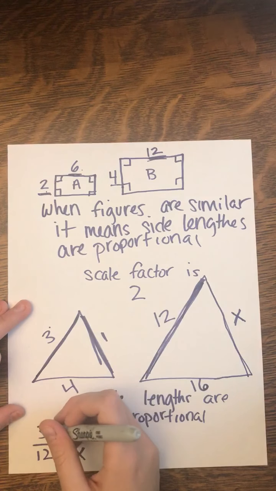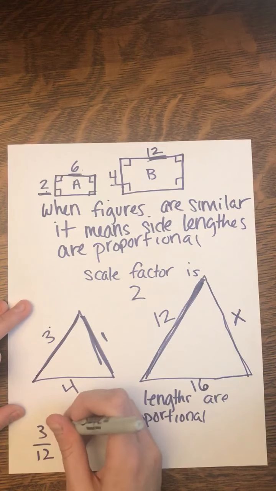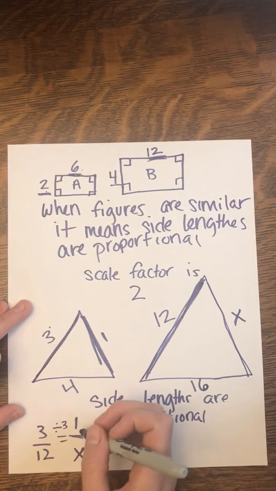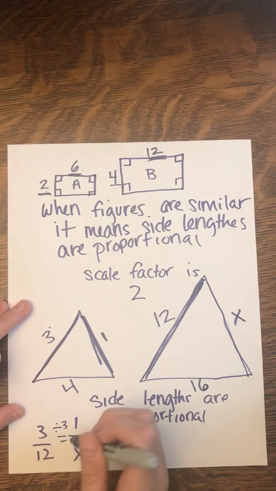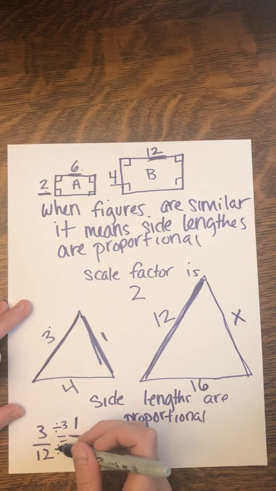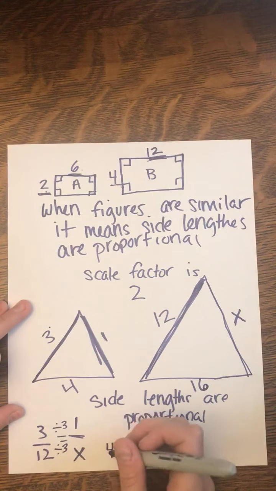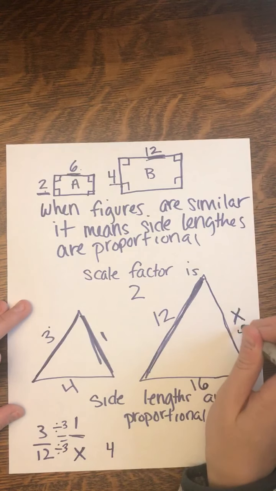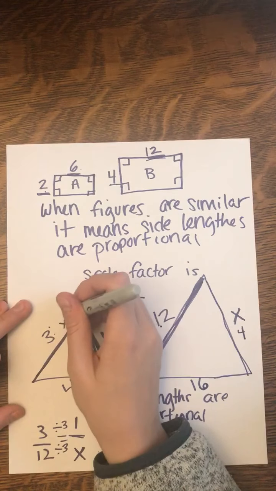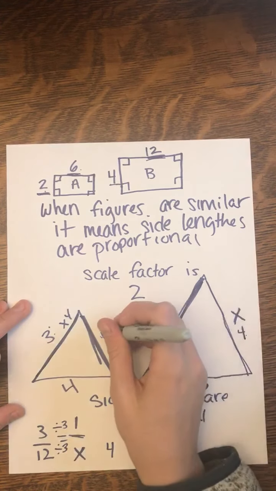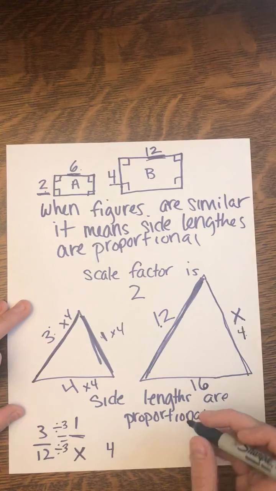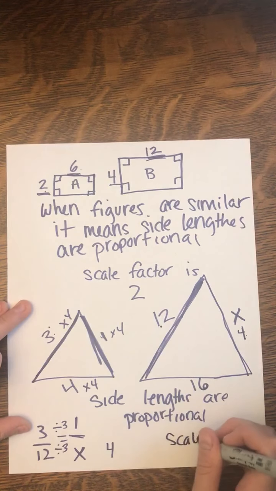To get from 3 down to 1, what am I dividing by? I'm dividing by 3. If I divide by 3 in the numerator, I need to divide by 3 in the denominator. So 12 divided by 3 is 4, which means that x is 4. So 3 times what equals 12? 4. 1 times what equals 4? 4. 4 times what equals 16? 4. And that matches all of my side lengths, so my scale factor is 4.